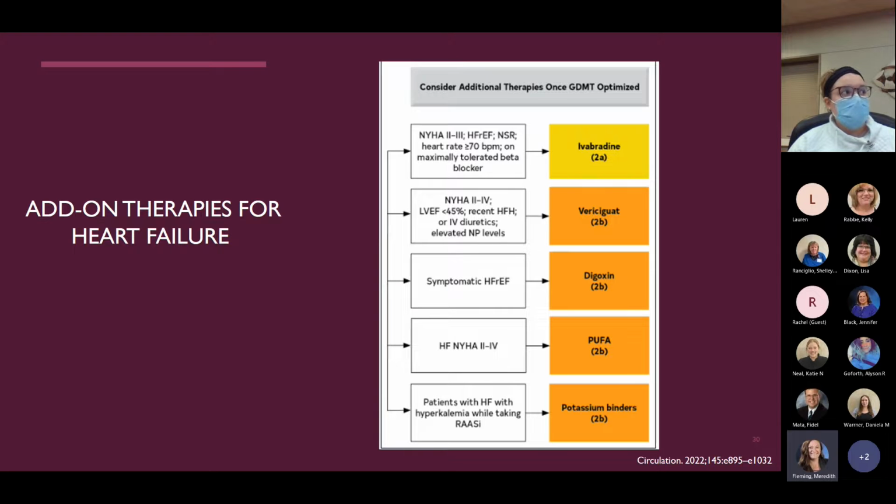We also have the addition of potassium binders in patients that become hyperkalemic while taking medications that work by targeting the renin-angiotensin system. So our potassium binders that we have available basically work by trying to bind to the extra potassium that is floating around in the body, so that way it's not leading to adverse events for our patients.